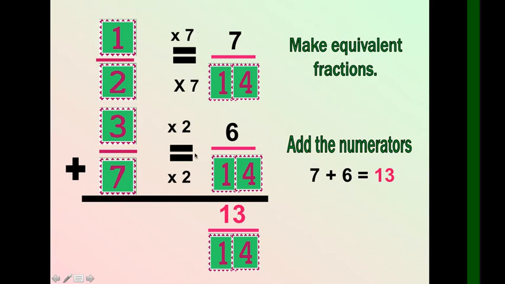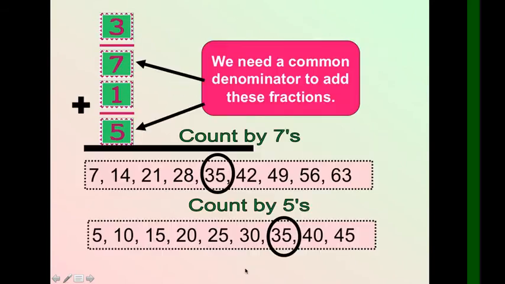Sa ibaba naman, paano natin makukuha ang 14 kung ang ating denominator ay 7? So, we need to multiply it by 2. So ganun din ang gagawin sa ating numerator. So, we have 3 times 2, 6. With that, we can now copy 14. And then we can now add our numerators, which is 7 plus 6. That's equal to 13. So this is now our final answer, 13 over 14.